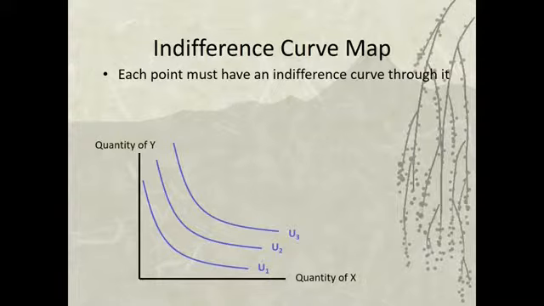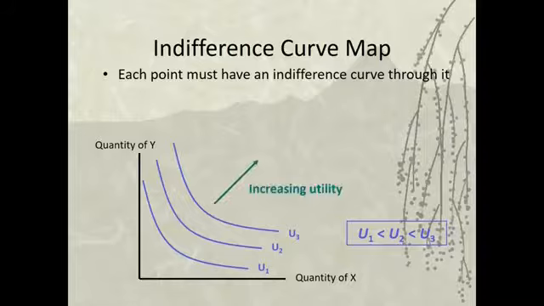Now, each point must have an indifference curve through it, and therefore you have U1 to U3. As we all know, higher and higher utility curves imply a higher utility. So the lower level of utility curve, that is U1, gives you less utility than U3, because more gives you better. So this is the logic which we are trying to apply. This is called an increasing utility path.